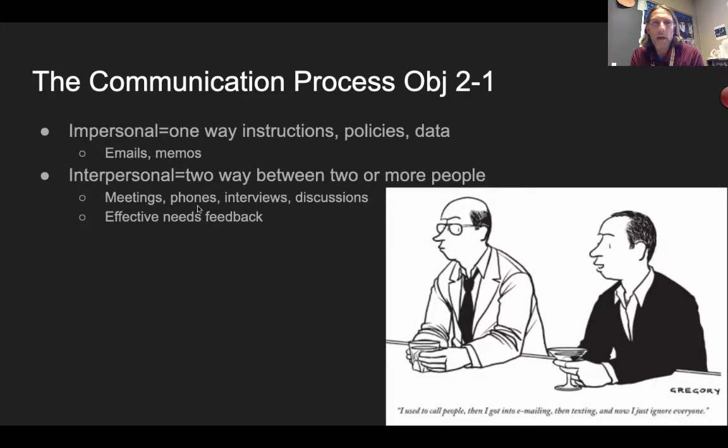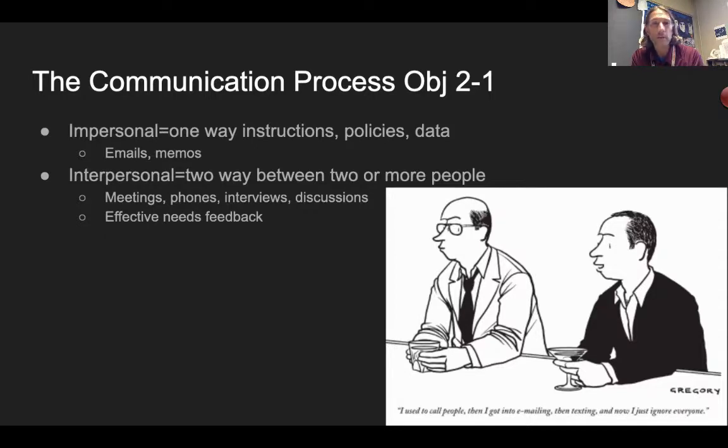When we look at the communication process, there are 2 different types that take place. You have impersonal ones, which is basically one way. When you're given instructions, when you're given policies, when you're simply given data, that information is flowing in one direction, and there is not a back and forth that takes place. Interpersonal is when 2 or more people are communicating with each other and there's back and forth.